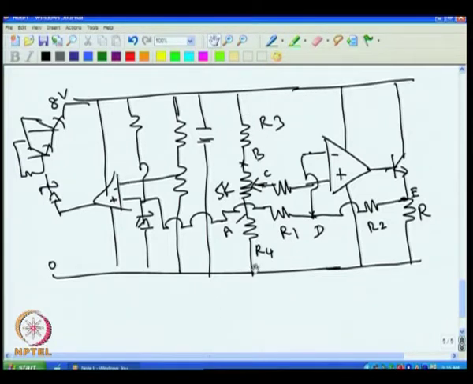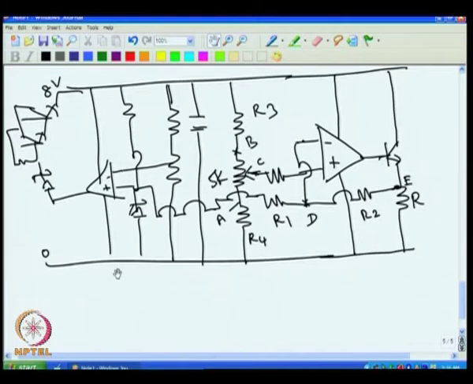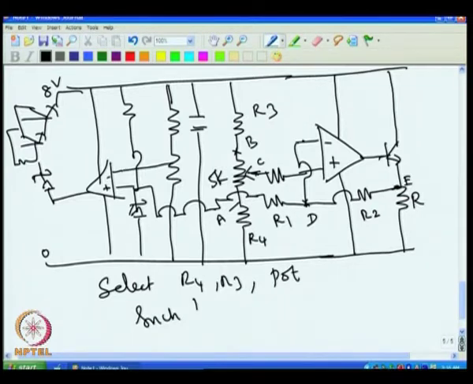All these three can be selected in such a way that the voltage at A is 2 volt. So select R4, R3 and the pot such that voltage at A is equal to 2 volt. That can be done by varying the value of R4 or R3, and make sure that this resistance value is not very small, because if it is very small, a large current will flow, and if it takes more than 4 milliampere, then the whole purpose will be lost.